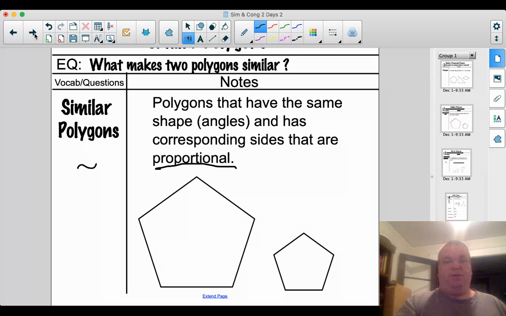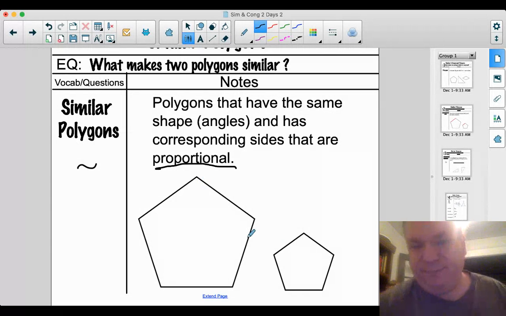In both congruent and similar polygons, they're going to be the same shape. That means all the angles will be the same. But the difference between congruent and similar is that congruent polygons are also going to be the same size. Similar is not going to be the same size, but it's going to be a proportional size.